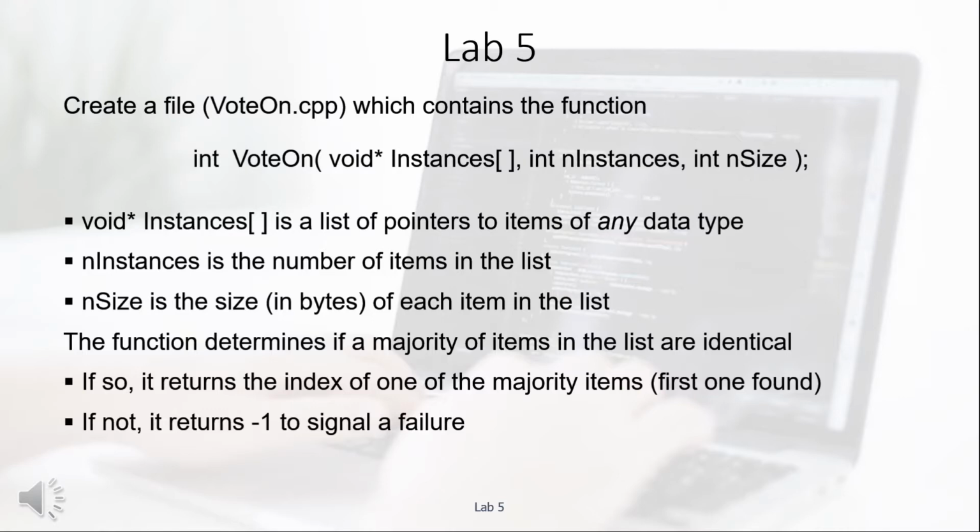The function that you're going to write must determine if there is a majority of items that are identical in the list. This is the voting process. If there is, return the index of, let's say, the first majority item. If there is no item in the majority, return -1 to signal a failure.